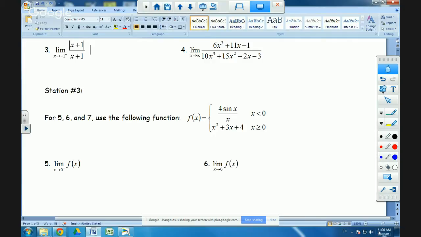Now, the first one is the plus sign, so it's the first one on the right. So you're only going to be focusing on.